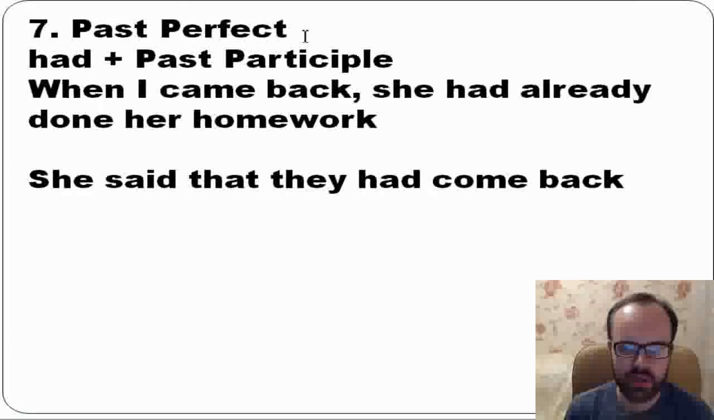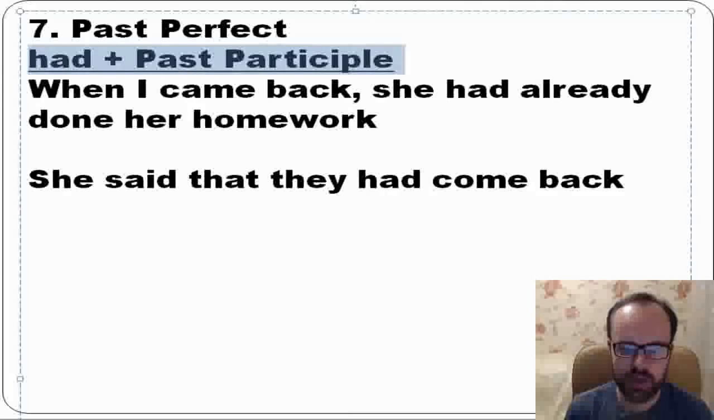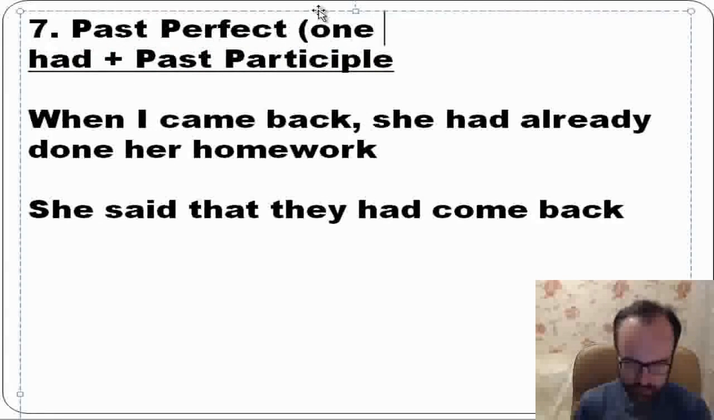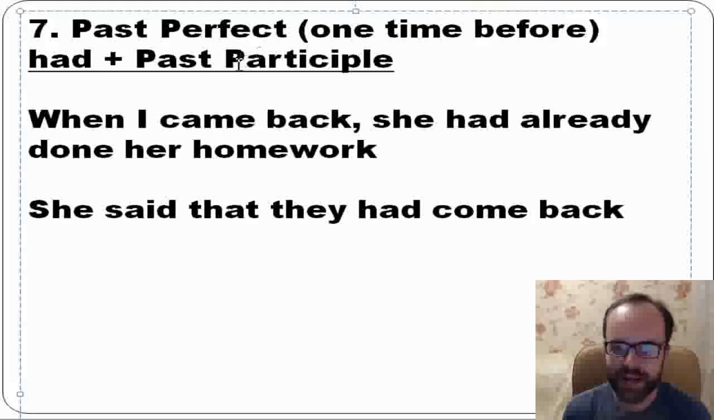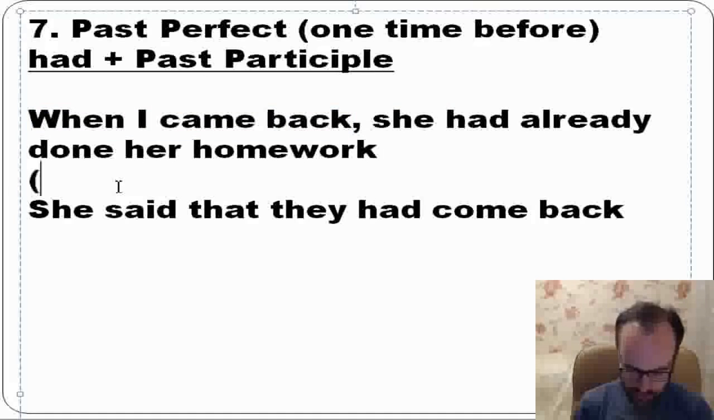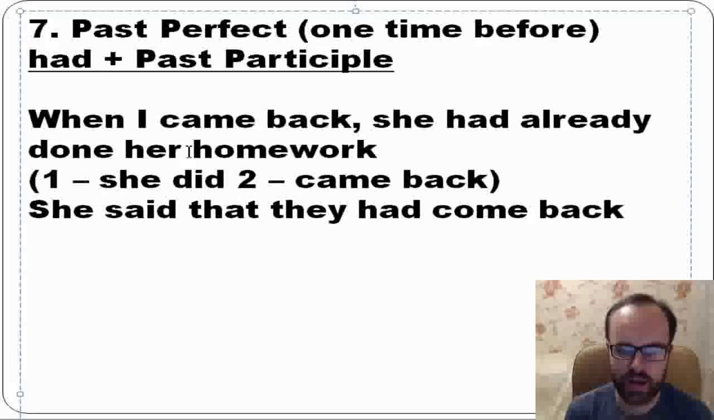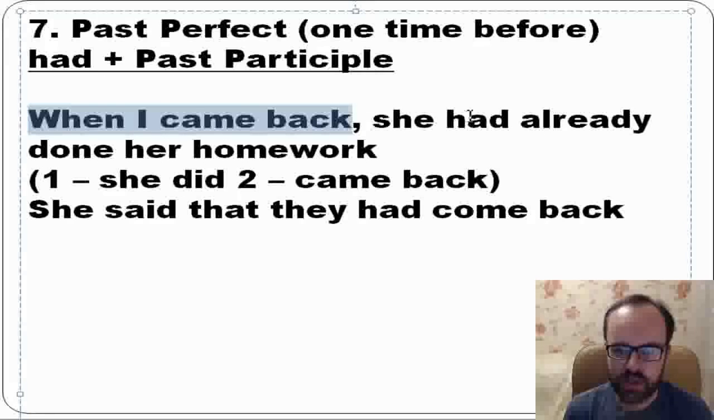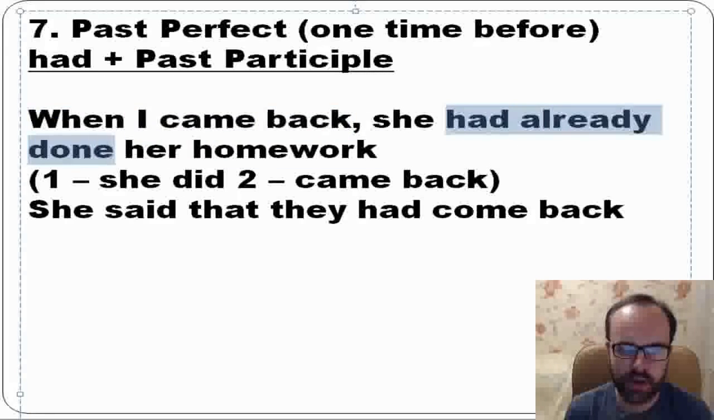Well, so what about past perfect? It's had plus past participle, the third form. It's one time before. Look, when I came back, she had already done her homework. She did her homework earlier. So first she did, and then I came back. You have this action in the beginning, so you need past perfect, had already done her homework, because it happened earlier.